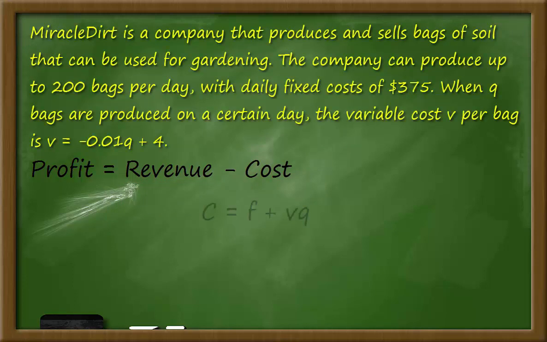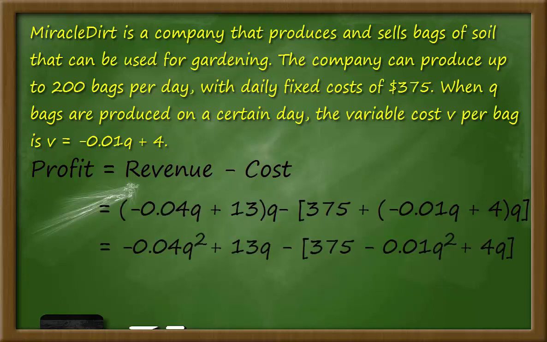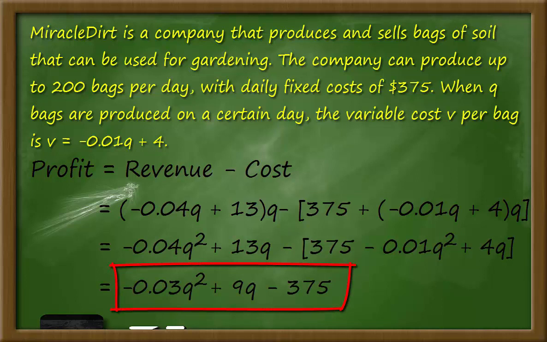Cost is equal to the fixed costs plus the variable costs times Q. In this case, the fixed costs equal $375 and the variable cost is negative 0.01Q plus 4, which gets plugged in for V. Then we subtract costs from revenue, multiply everything out, and collect like terms. Finally, we get that the profit function equals negative 0.03Q squared plus 9Q minus 375. This is a quadratic function. Since at most 200 bags can be produced and sold, the domain is between 0 and 200.